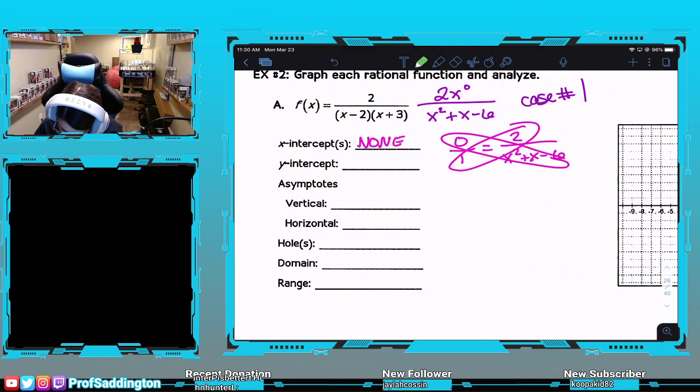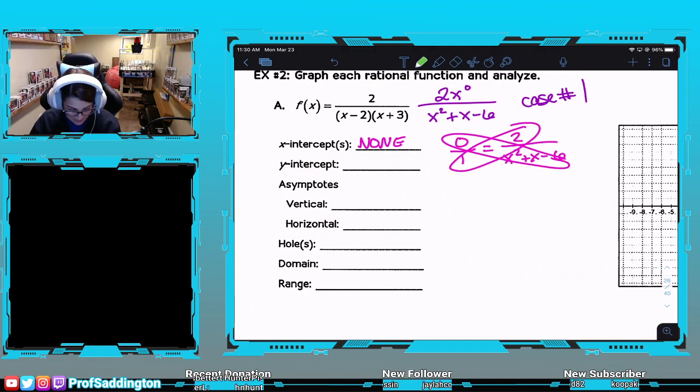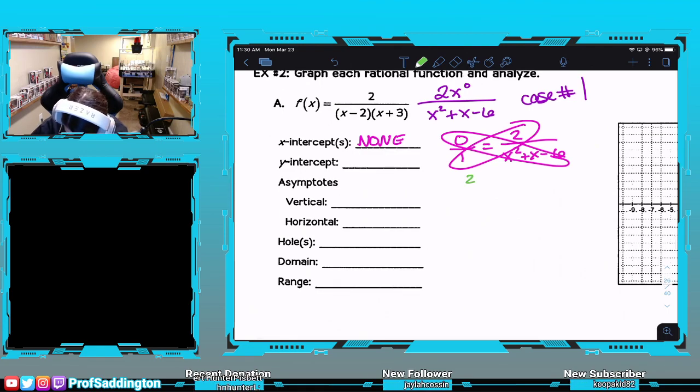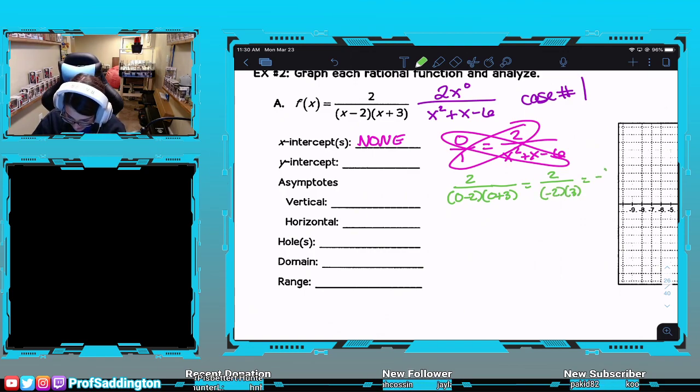How about a y-intercept? So if I have a y-intercept, that means I have 0 comma something. So anywhere I see an x, I'm going to plug in a 0. So that's going to be like 2 over 0 minus 2, 0 plus 3. And it really doesn't matter if you use the factored one or not. I like the factored one. So we get 2 over, what's that, negative 2 times 3. So 2 over negative 6 is going to be negative 1/3. So our y-intercept here is 0, negative third.